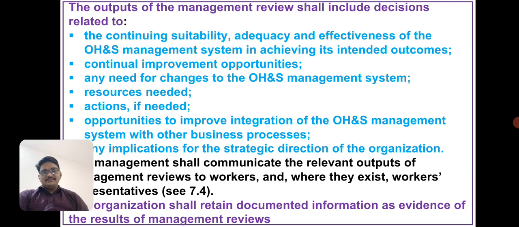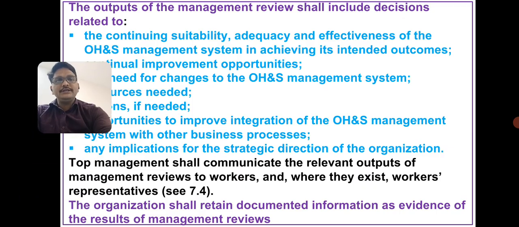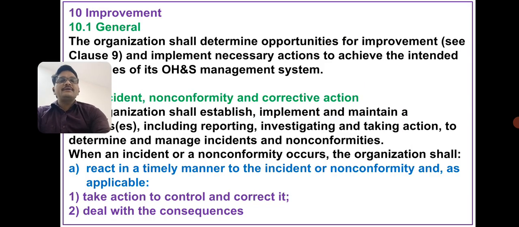any need for changes of OHS management system, resources needed, action required if opportunity to improve integration of OHS management system with other business process, and any implications for the strategic direction of the business. For this, organization shall communicate all the relevant outputs of the management review to worker or worker representatives. For this, organization shall retain a documented information as evidence of the results of management review.